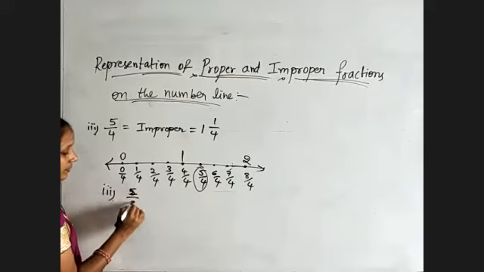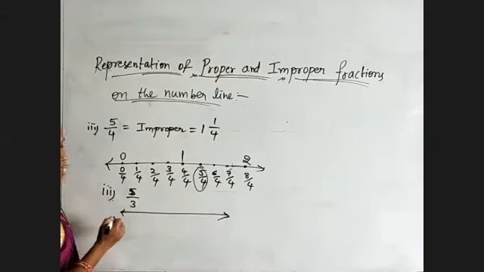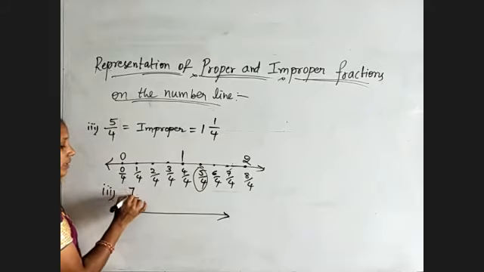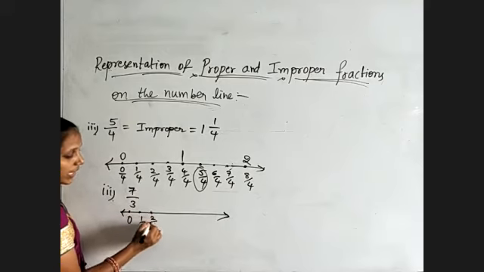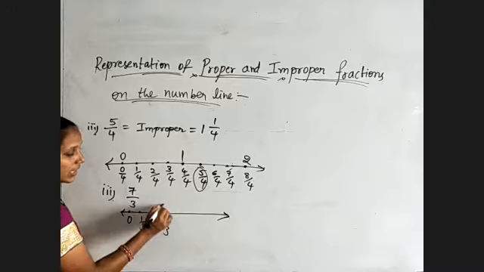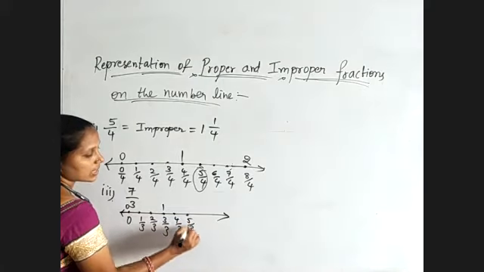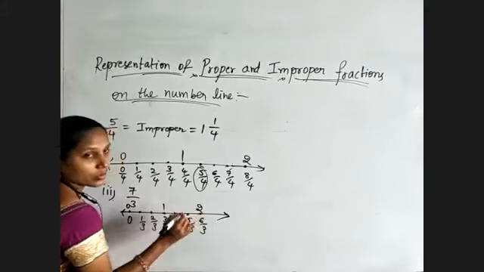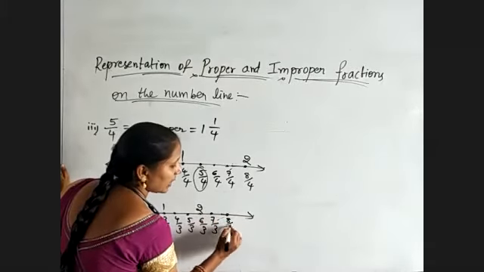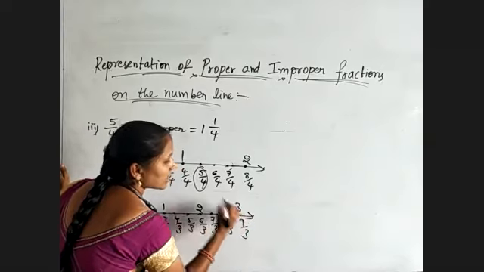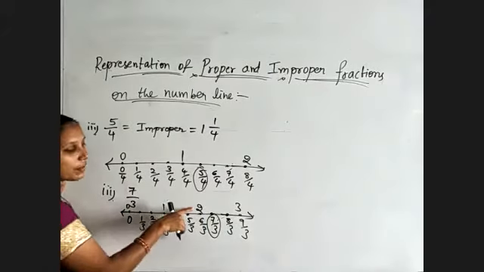So suppose they are given 5 by 3. Otherwise, I am taking 7 by 3. So 0, 1 by 3, 2 by 3, 3 by 3. 3 by 3 is 1. Okay. 4 by 3, 5 by 3, 6 by 3. 6 by 3 is 2. 7 by 3, 8 by 3, 9 by 3. 9 by 3 is 3. So 7 by 3 is lying between 2 and 3. Because it is an improper fraction, it is lying between 2 and 3.